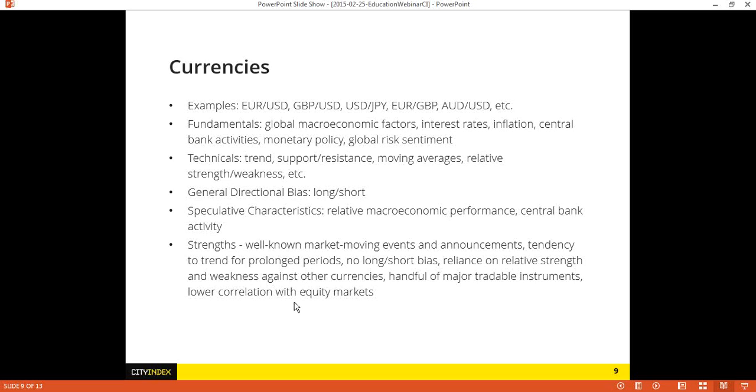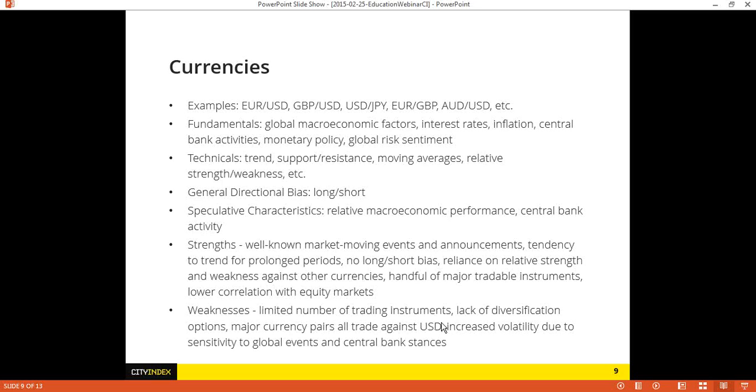diversified. Lower correlation with equity markets is a good thing, because a lot of people trade the equity markets, and sometimes they want a non-correlated entity to trade, and this would oftentimes be the currencies. The weaknesses: limited number of trading instruments. Like I said, this is both a strength and a weakness. Lack of diversification: the major currency pairs, the ones I just mentioned, all trade against the U.S. dollar. Do you really want to be tied so closely to the U.S. dollar?